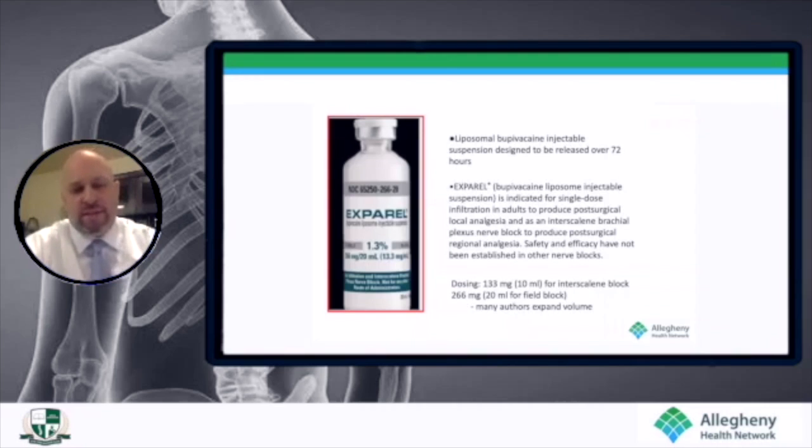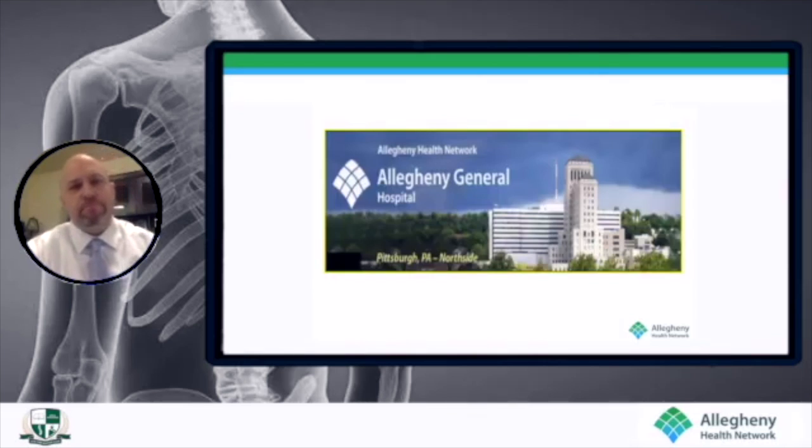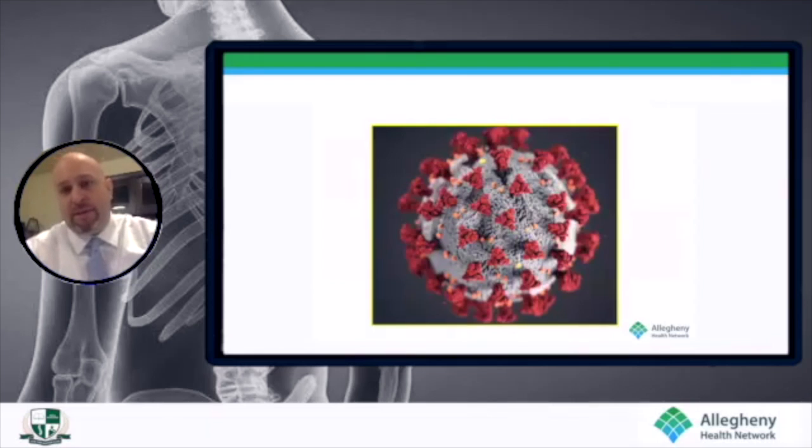The dosing is either 133 milligrams for an interscalene block or 266 milligrams for a field block. Many authors do advocate expanding the volume to 20 mLs if you use the larger dose with either saline or additional regular bupivacaine. We'll talk more about that later with some studies. By way of full disclosure, I work at Allegheny General Hospital, which is a quaternary level 1 tertiary center in a major metropolitan area. I do not do the majority of my surgeries in a surgery center, so I don't want to make any false claims in that regard. What led me to this topic was COVID.